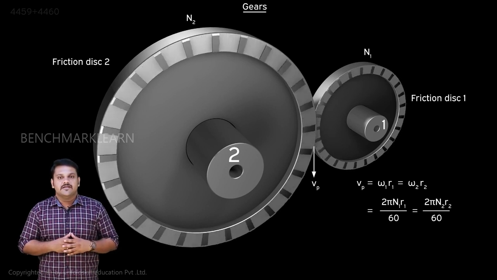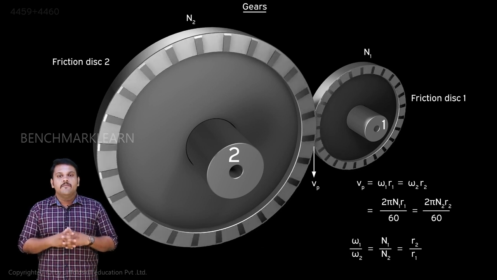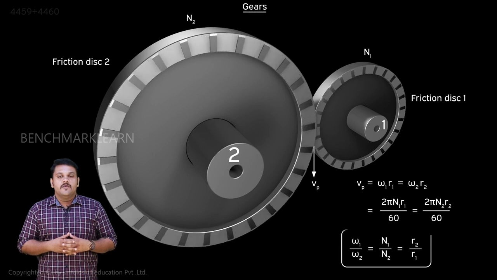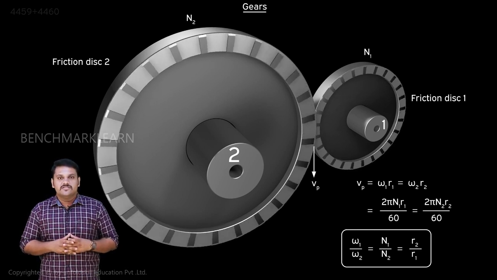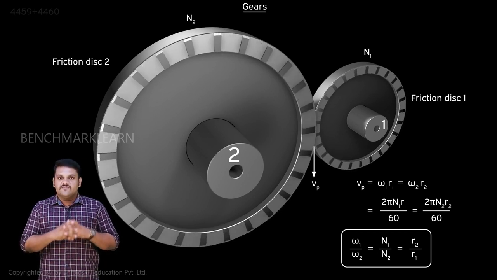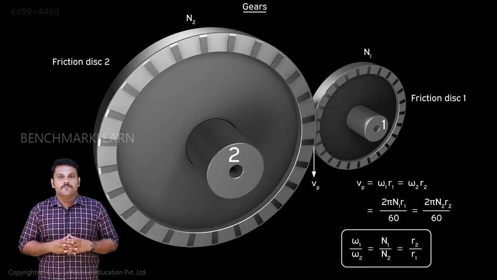We get the relation omega 1 by omega 2 is equal to n1 by n2, which is equal to r2 by r1, where r is the radius of the disc, omega is the angular velocity, n is the speed in rpm, suffix 1 refers to disc 1, and suffix 2 refers to disc 2.